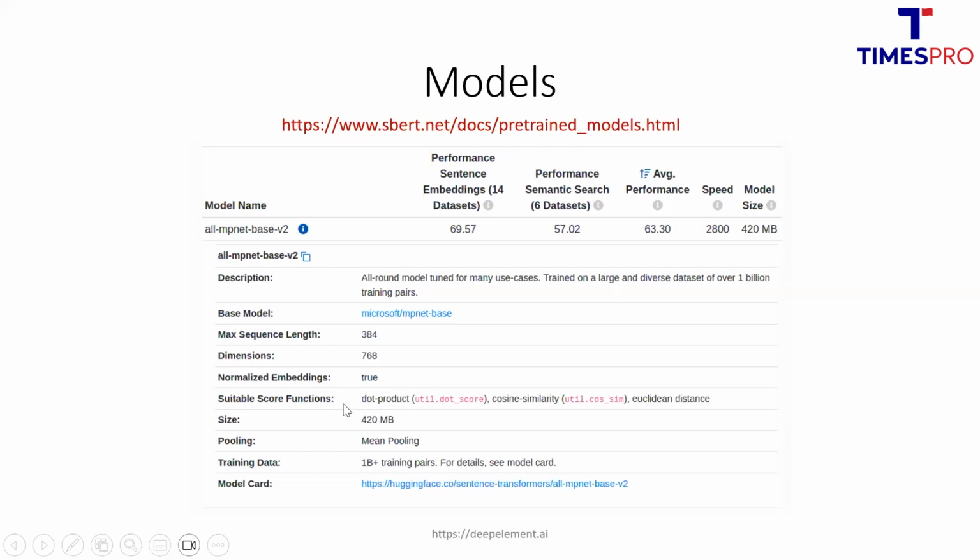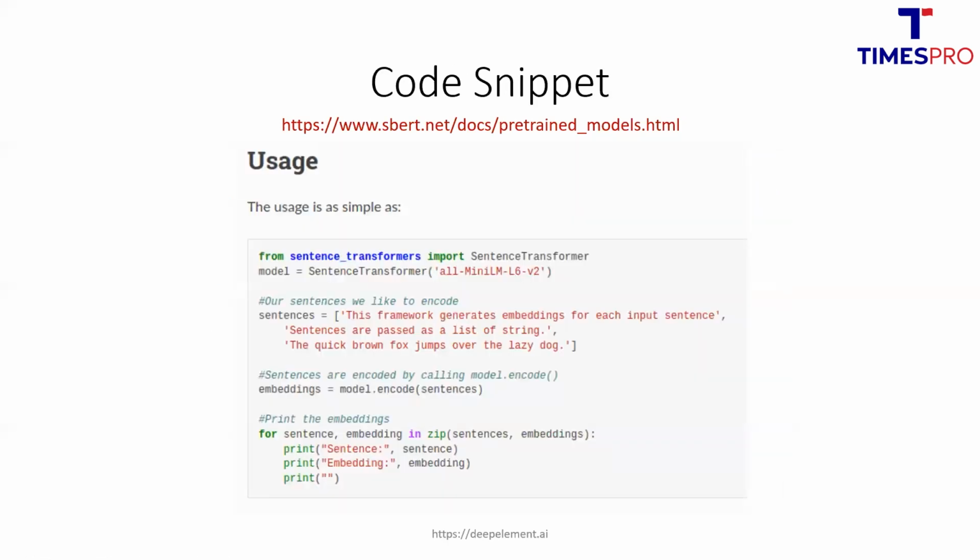And now, as I was talking earlier, what kind of measure or metric, similarity measure we can use when we are using this model? We can use dot product, cosine similarity, and Euclidean distance. So this is compatible with all the three. Okay. And here is a simple code snippet. It's very straightforward. All one has to do is, after installing the library, load a SentenceTransformer object by specifying the name of the model.